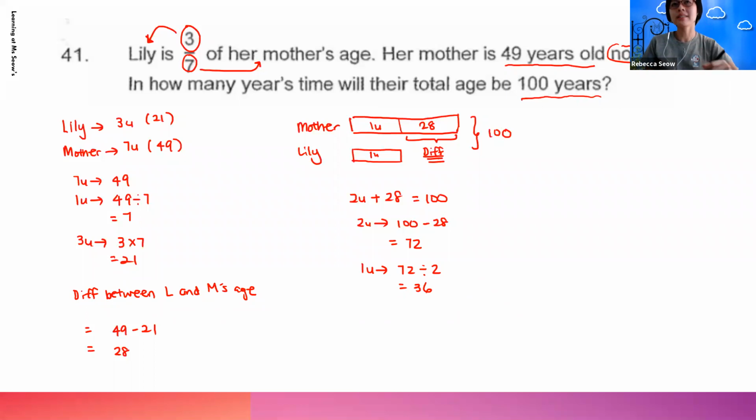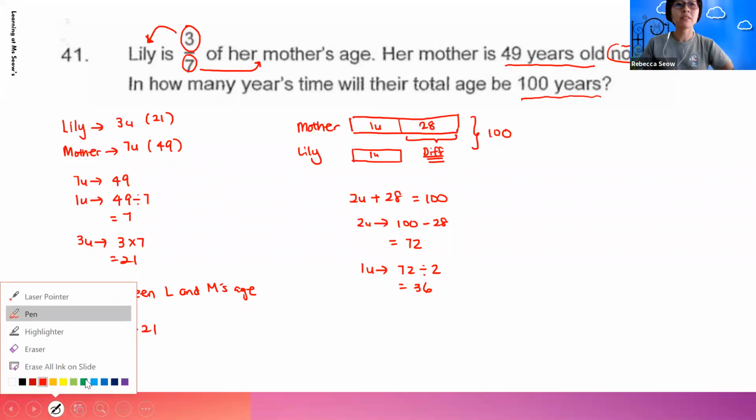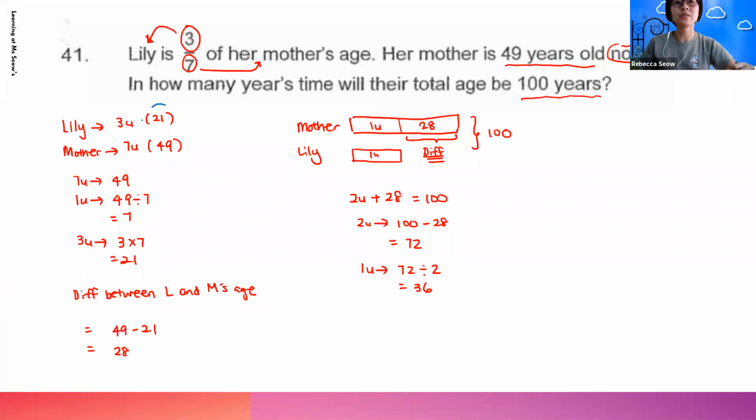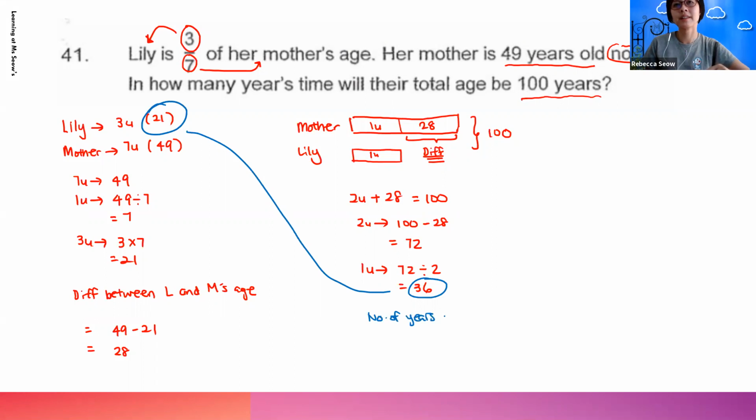Now, how many years' time would that be? So we see that Lily is 21 years old now. Okay, and in a few years' time, she will be 36 years old. And what we want to find is how many years it takes for her to get from 21 to 36. So the number of years will be 36 subtract 21. So that makes 15 years' time.